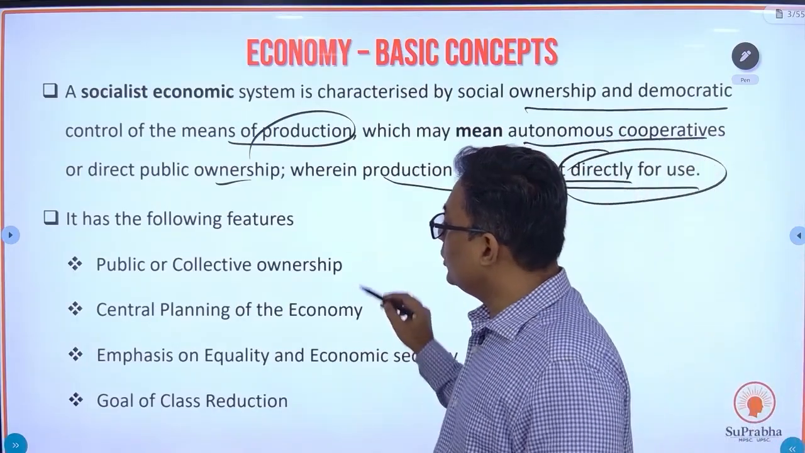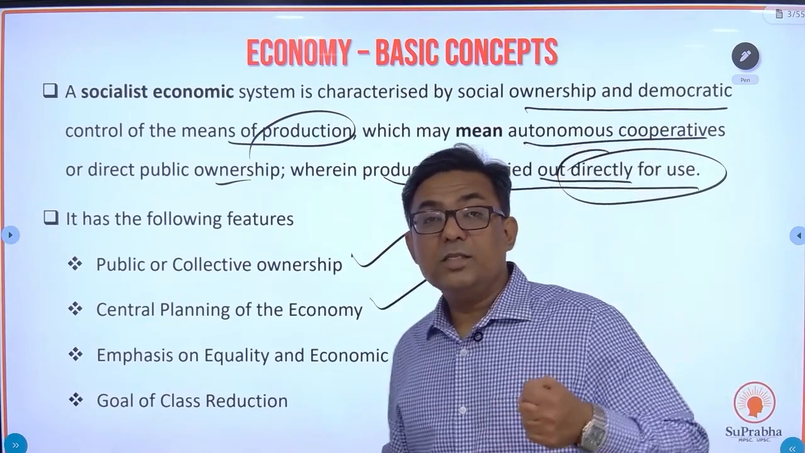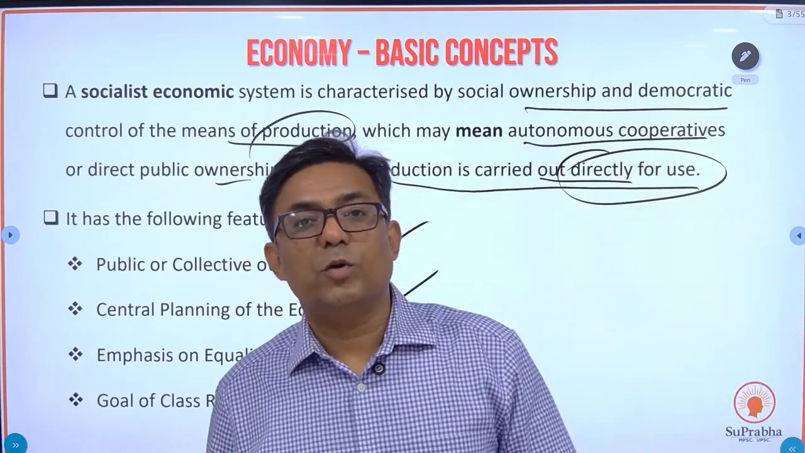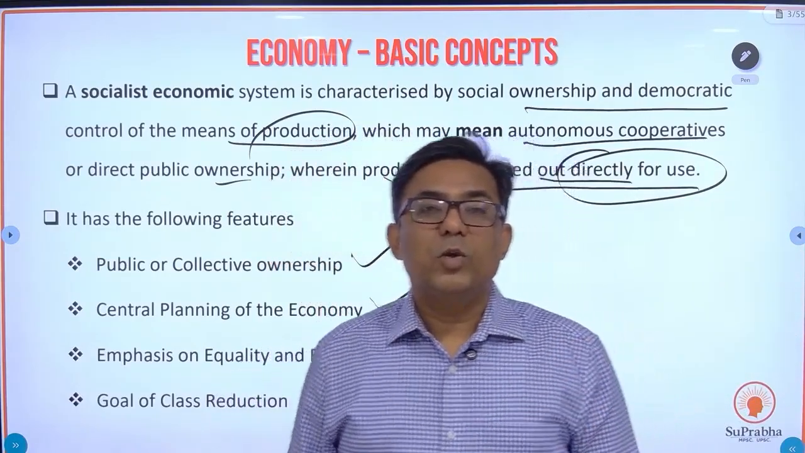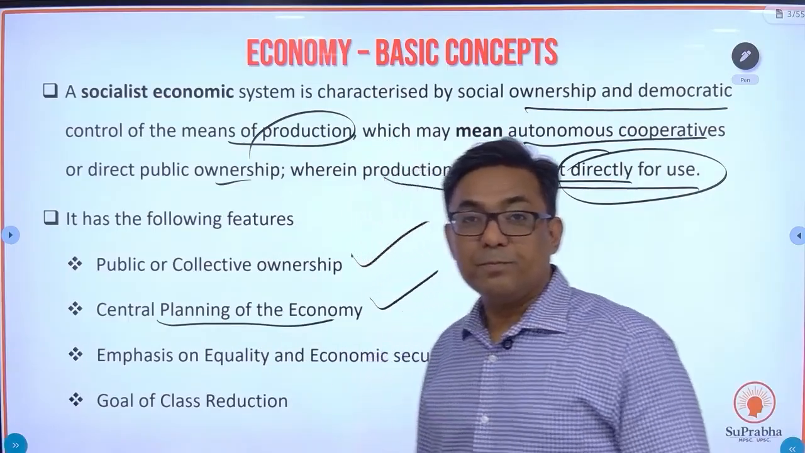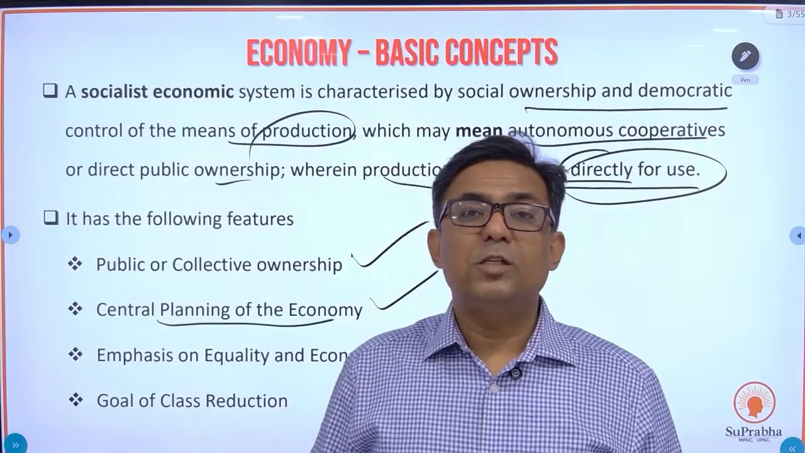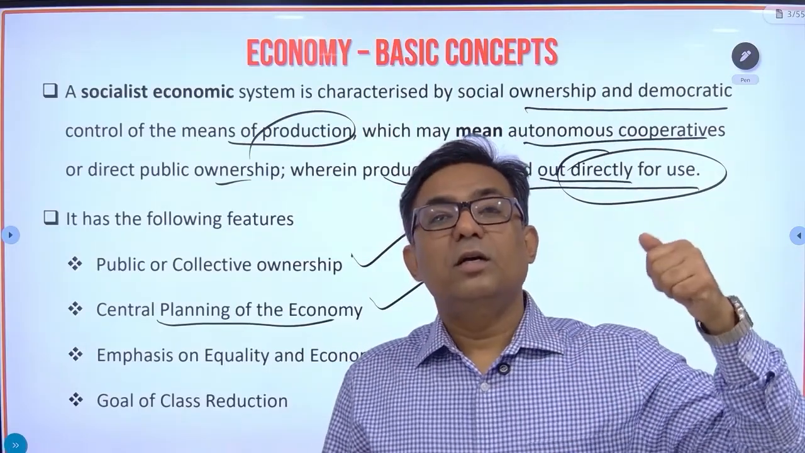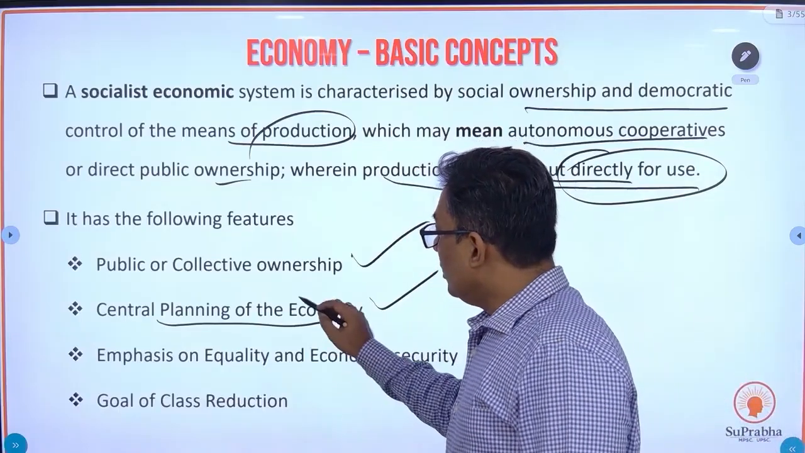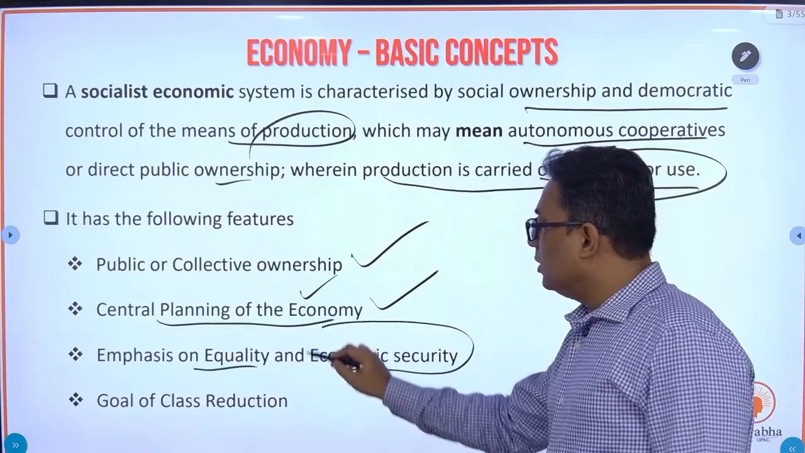So it has the following features: public or collective ownership, central planning. Since there is one authority which is owning everything and controlling all the production, that authority will always have central planning of the economy. Fine, so that is rightly so. Look at China, still socialist. There is a central high-handedness which is going to control everything over there. So there is central planning of the economy. Emphasis on equality and economic security.